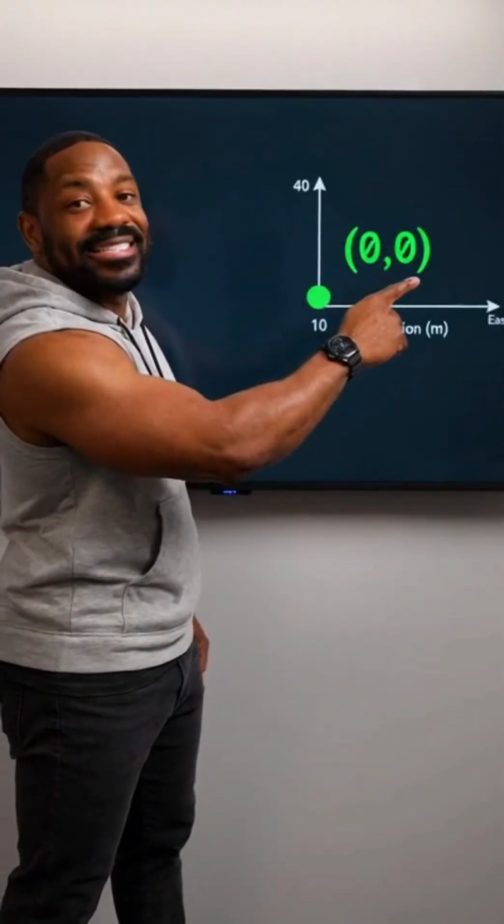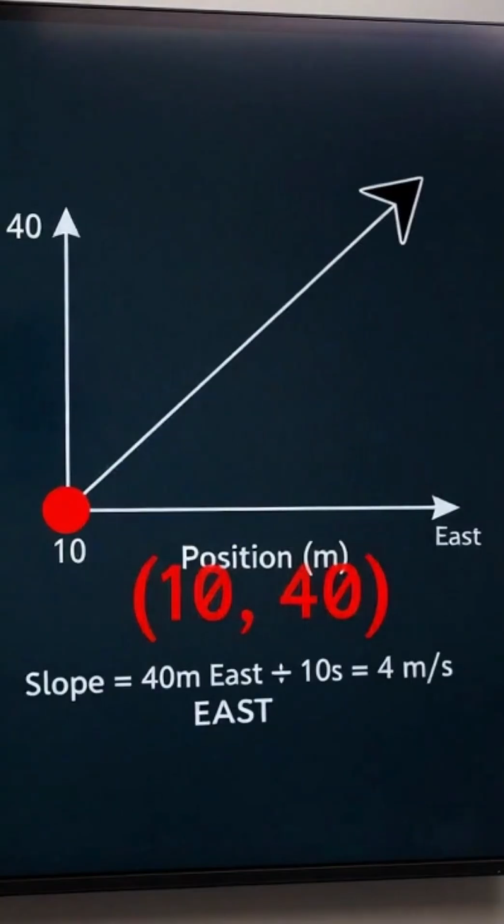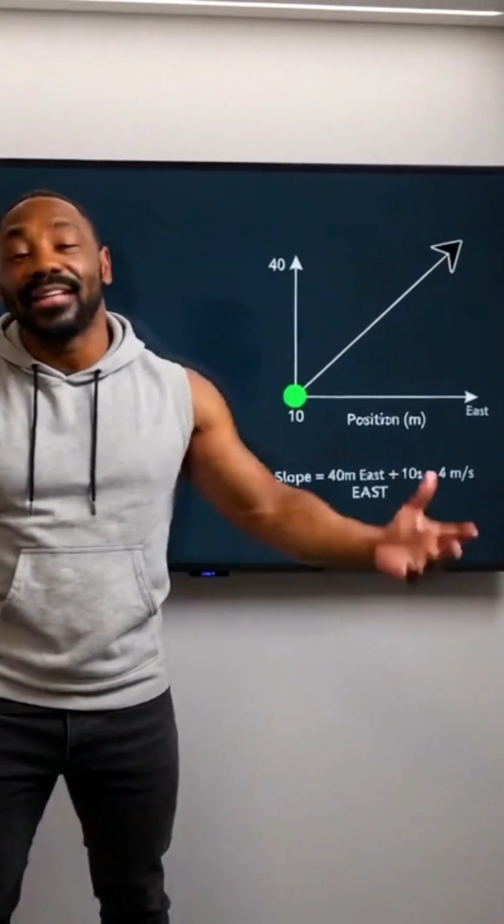Position time graph, east is positive. Start at 0, 0, end at 40 meters. Slope is average velocity: 40 meters divided by 10 seconds equals 4 meters per second east. Direction is part of velocity. Average velocity has direction, always include it.